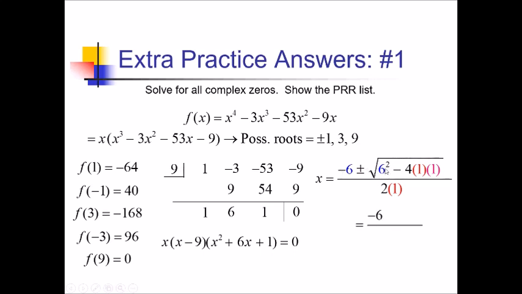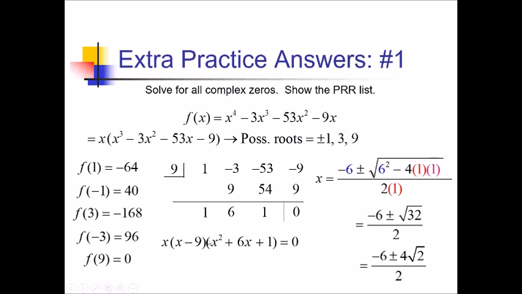Inside, we've got 36 minus 4, which is 32, and then we have a 2 downstairs. Now, square root of 32 can be simplified a bit. We can split that into 16 times 2, and the square root of 16 is 4. So this is -6 plus or minus 4 root 2 over 2. And I can go a little bit further on that, but let me start writing answers at this point.